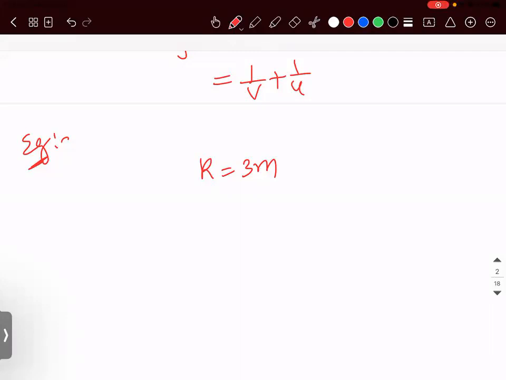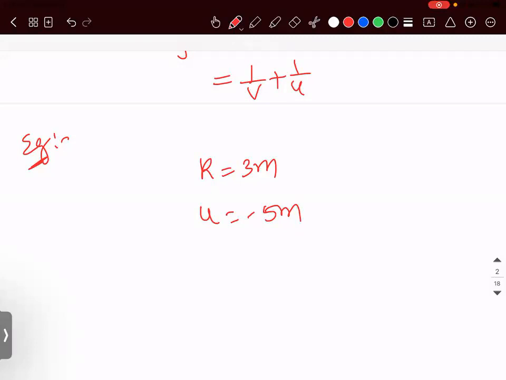So convex mirror, it's given that radius of curvature is 3 meters. And a bus is located at 5 meter. So here what is u? Use 5 or minus 5? Minus 5. Why you need to consider minus? Because it is towards the left. That's why u equal to minus 5. Clear?